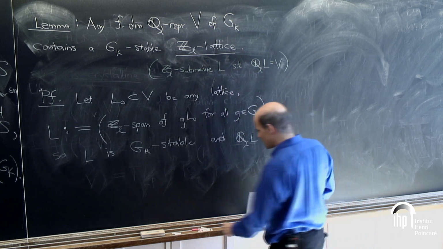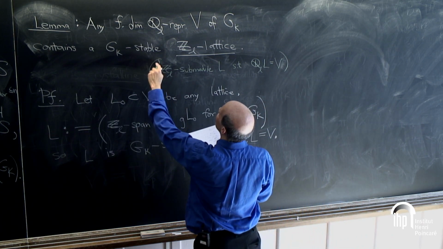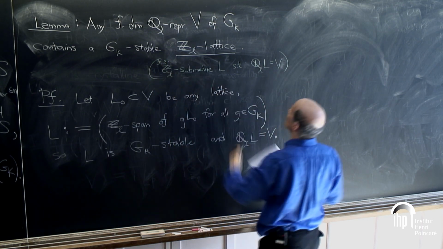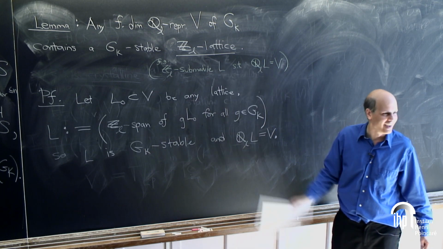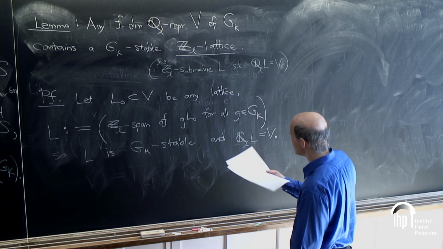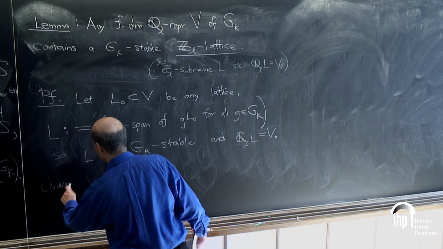Sorry, I think I forgot to say here, it should be a finitely generated, or free if you want, Z_l submodule. So you're not allowed to take the lattice to be the whole thing. So the only thing to prove is that it's finitely generated, but that you get by using the compactness of the Galois group.